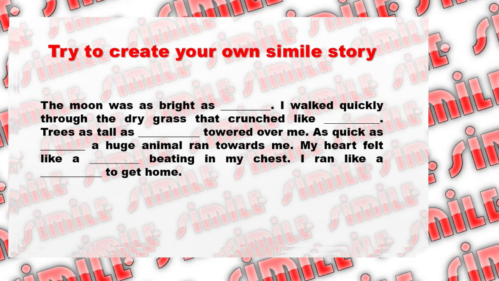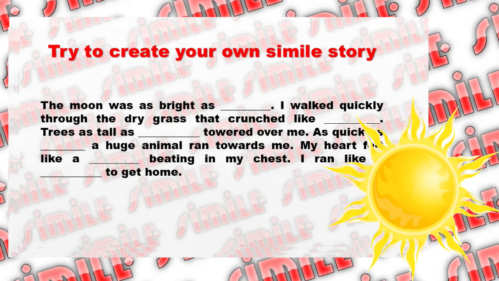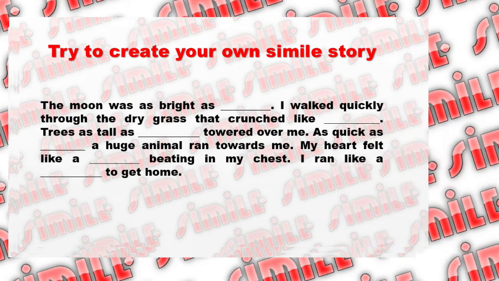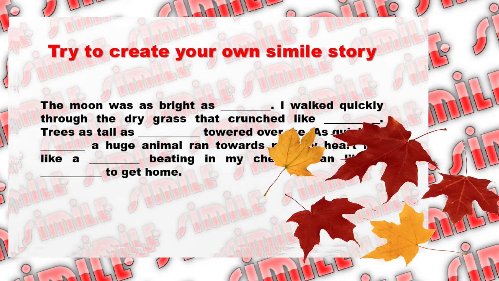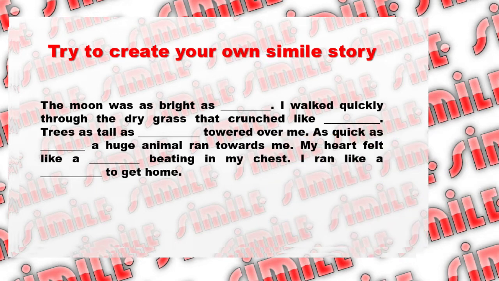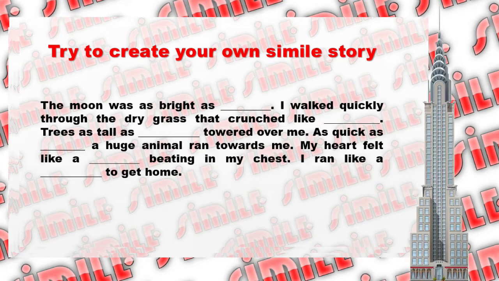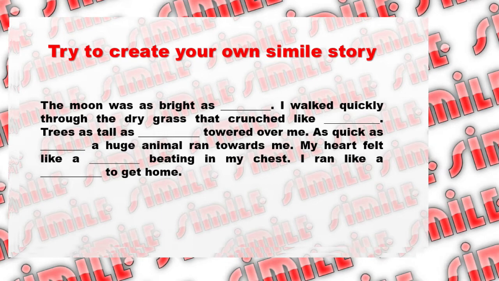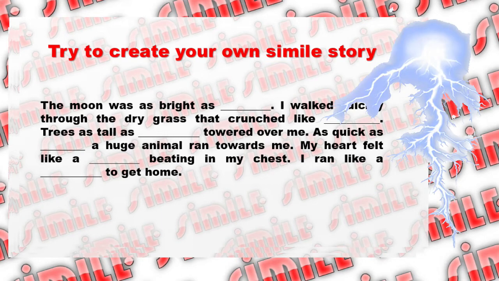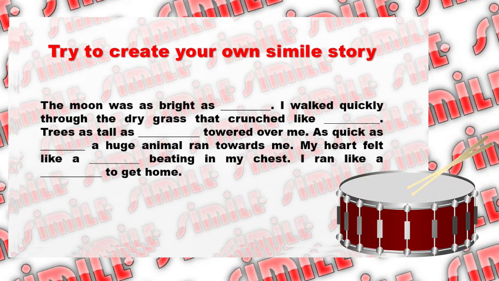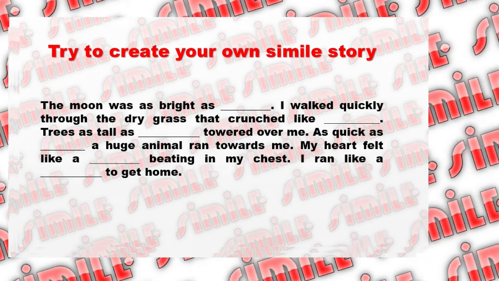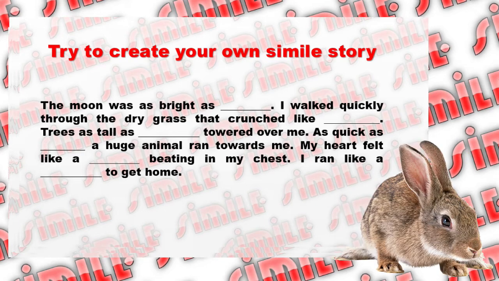The moon was as bright as the sun. I walked quickly through the dry grass that crunched like dry leaves. Trees as tall as skyscrapers towered over me. As quick as lightning, a huge animal ran towards me. My heart felt like a drum beating in my chest. I ran like a rabbit to get home.